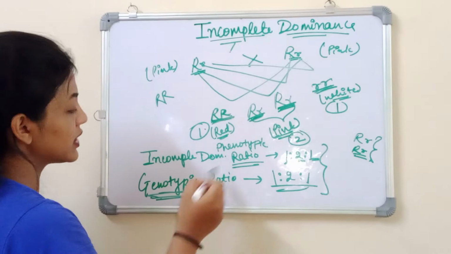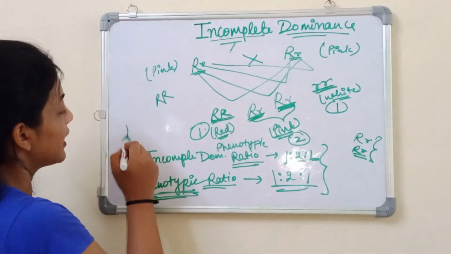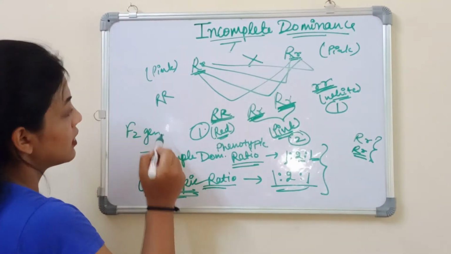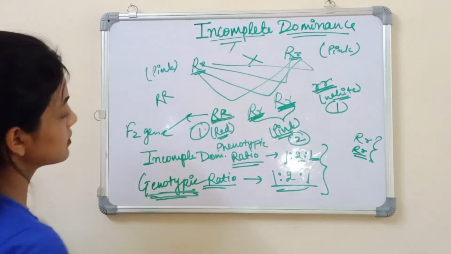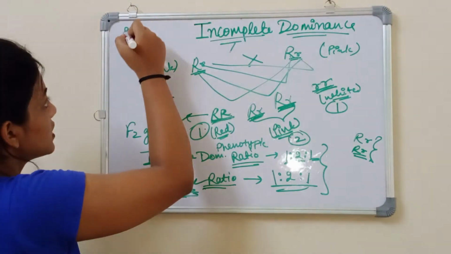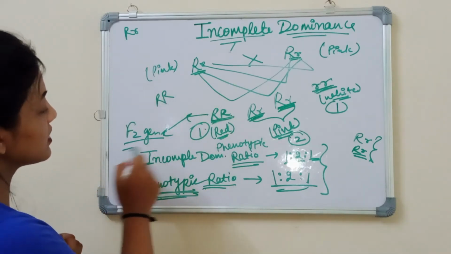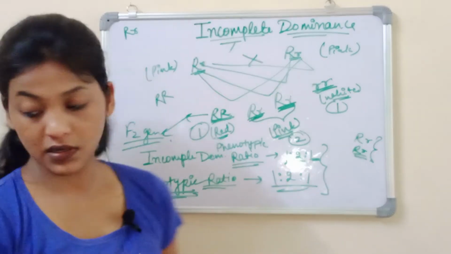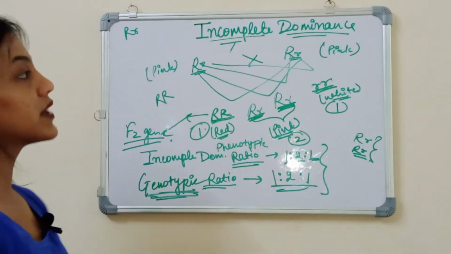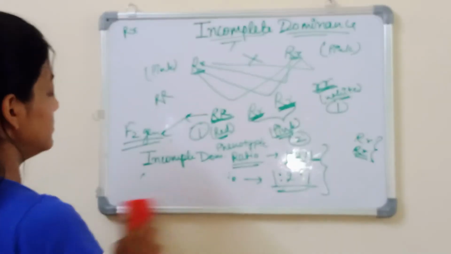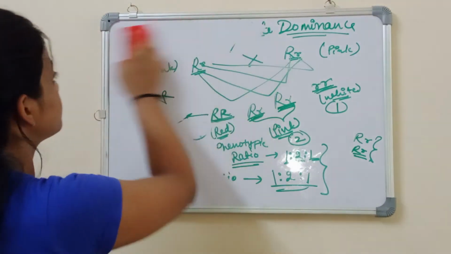And these phenotypic and genotypic ratios are of the F2 generation, right? F1 generation was only pink, and when selfing of the F1 generation occurs, then the F2 generation is observed and these ratios are written. Fine. I hope you got it.